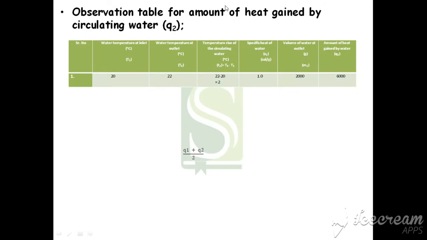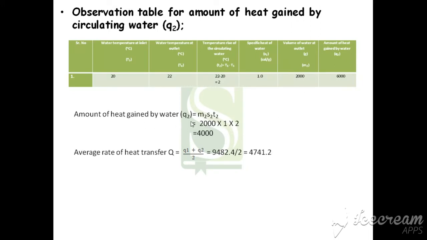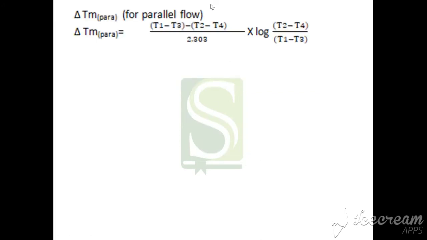Now this is the observation table for the amount of heat gained by the circulating water. So inlet temperature of water was 20. Outlet temperature here it was found to be 22. So temperature rise of the circulating water was 2 degrees. The specific heat of water is 1 and volume of water at the outlet was found to be 2000 ml. So let us see the calculations for amount of heat gained by the water. Q2 is equal to M2 S2 T2. By substituting these values, we get the value to be 4000. So the average rate of heat transfer Q was found to be 4741.2. Right.